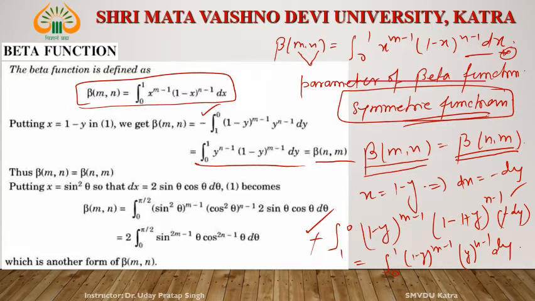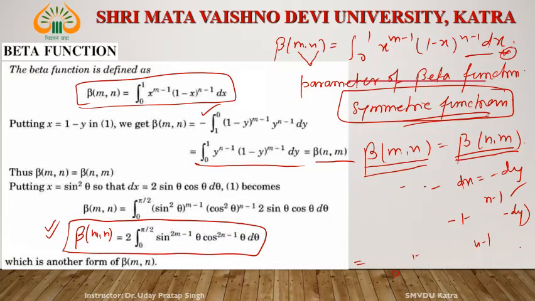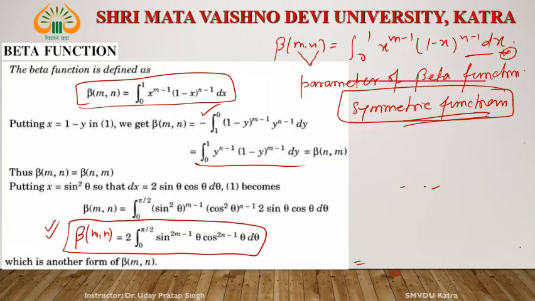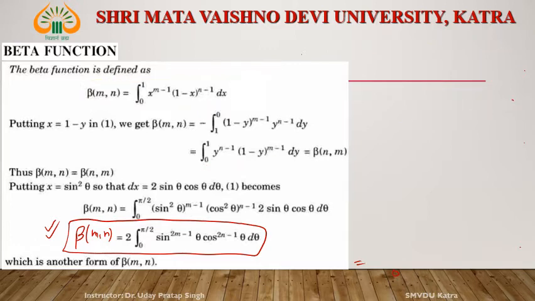Okay. Now, beta m, n is equal to this one. This is a very important result. See how you show that this beta m, n is equal to this one. Let us apply a transformation. Let x be equal to sine square theta or cos square theta. If x is equal to sine square theta, then what is dx? Dx is equal to 2 sine theta cos theta.